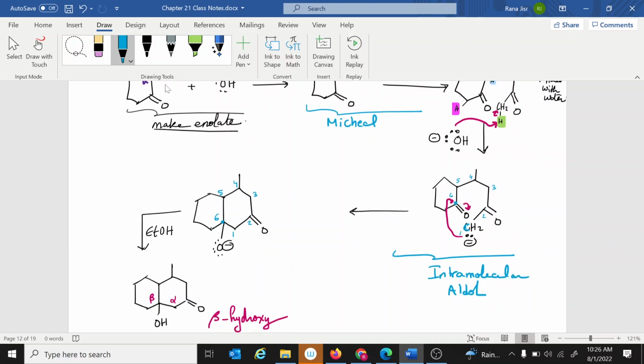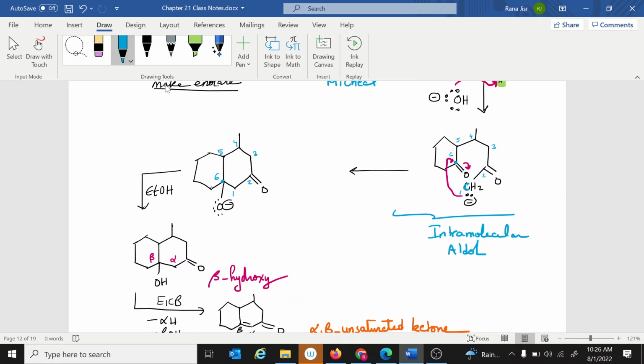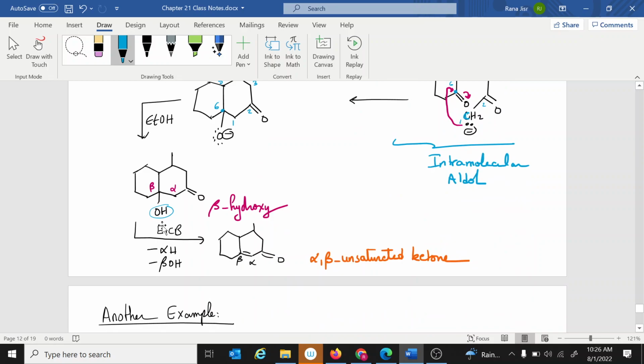And then this is an aldol condensation. So at the end, I need to do the E1CB because I will be forming the beta hydroxy product, a beta hydroxycarbonyl. So the ethanol is going to protonate the oxygen, make it an OH. After that, we can do the E1CB, take out the alpha hydrogen, take out the beta OH, and you're going to end up getting the alpha beta unsaturated ketone.